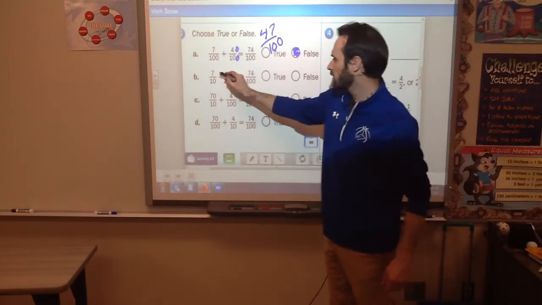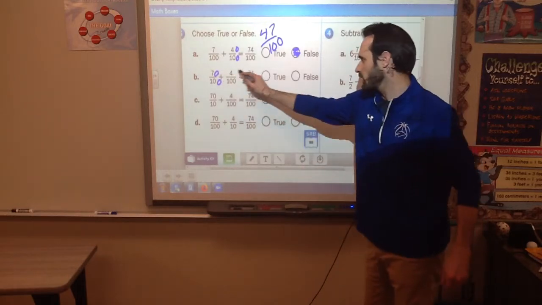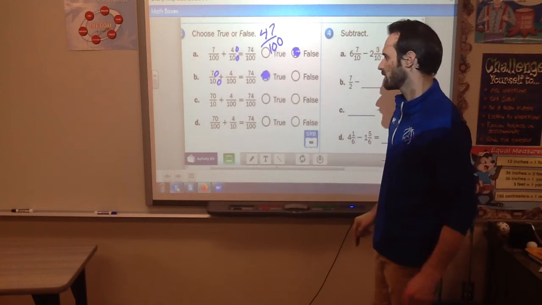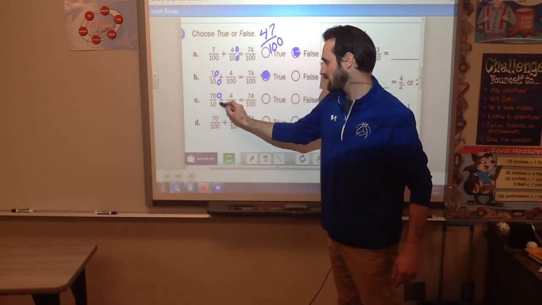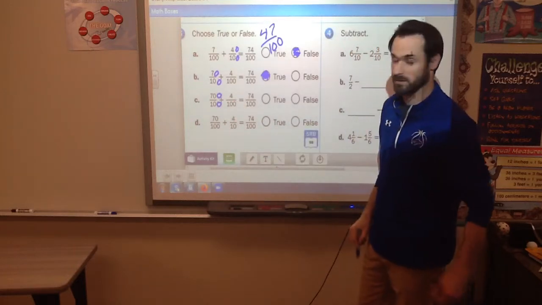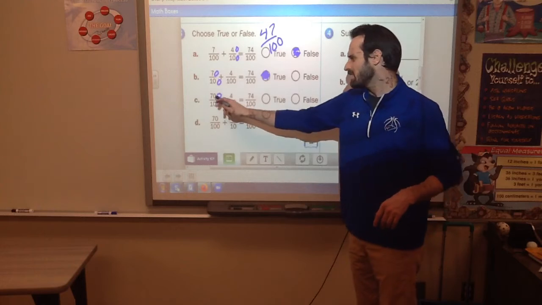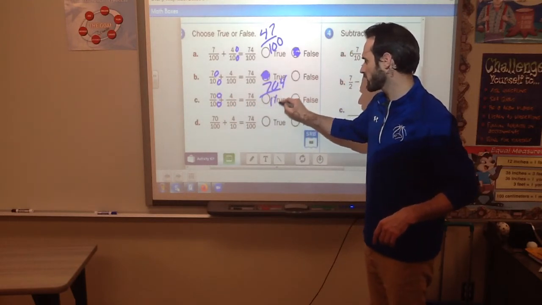Same deal here. Got to multiply this by 10, multiply this by 10. 70 plus 4 is 74, and the hundredths stay the same. That one's true. This time, I got to add, multiply that by 10, multiply that by 10. Whatever I do to the numerator, I have to do to the denominator and vice versa. So 700 plus 4 is 704, and the hundredths is going to stay the same.